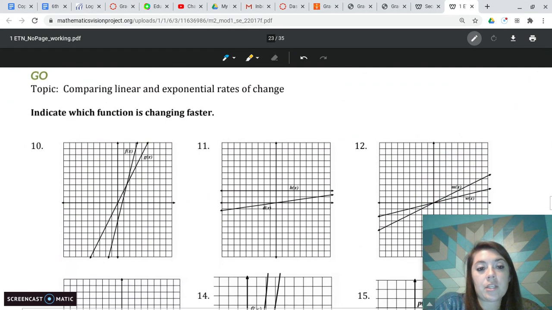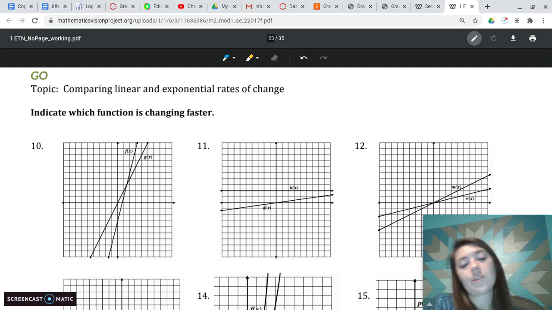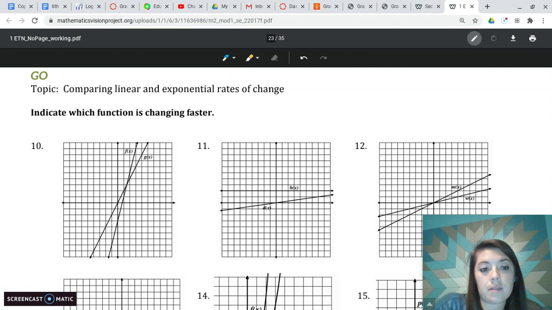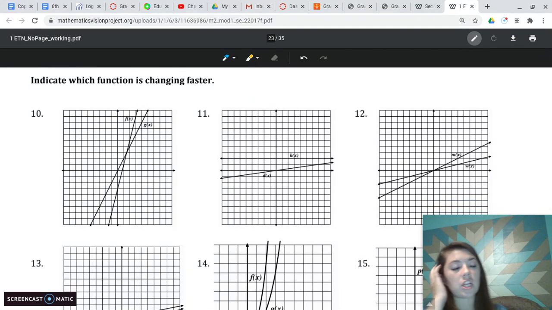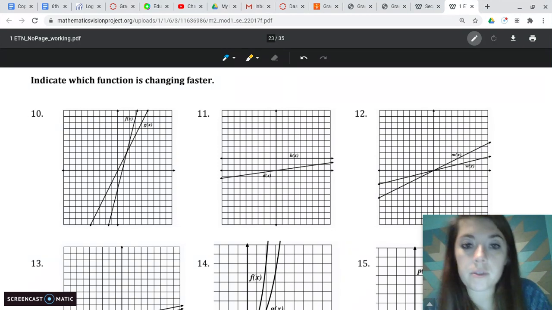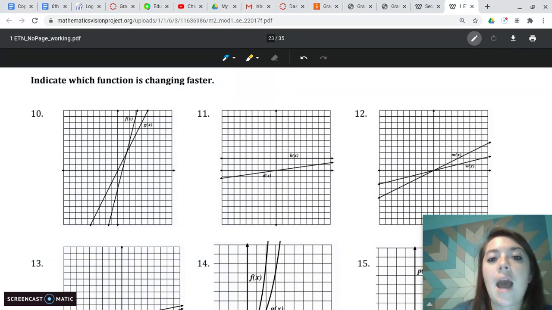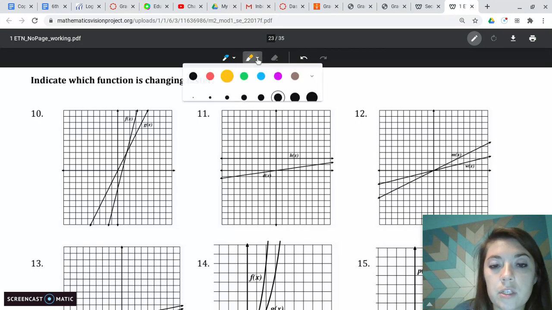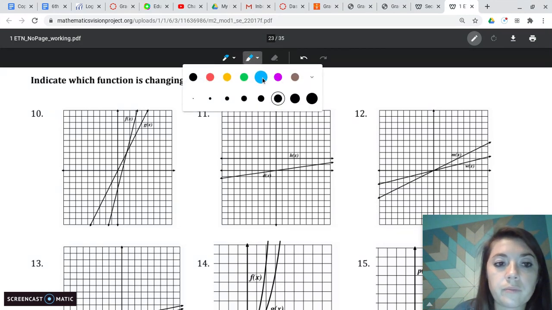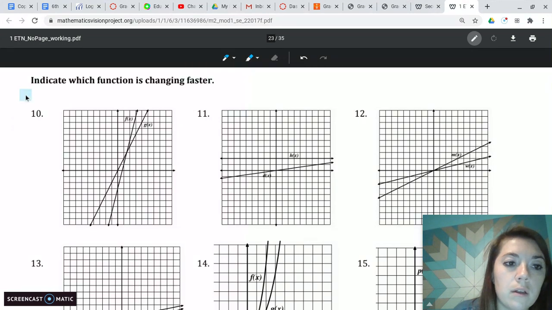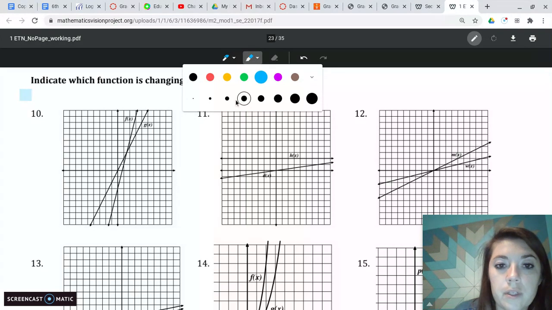All right, the last section, comparing linear and exponential rates of change. So remember, rates of change is another word for slope, and slope is your key word for this lesson. So indicate which function is changing faster or which has the steeper slope. So this is what I was talking about before when we're looking at steeper slopes. I'm actually going to use the highlighter tool. Sorry, it's really big.